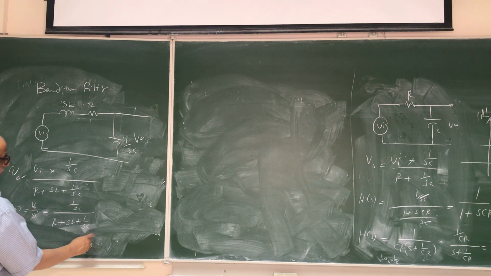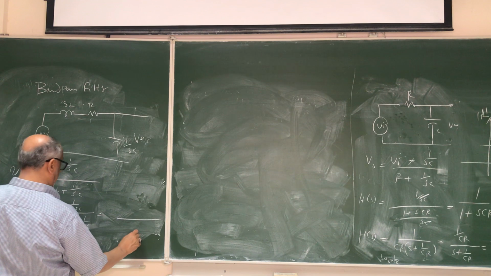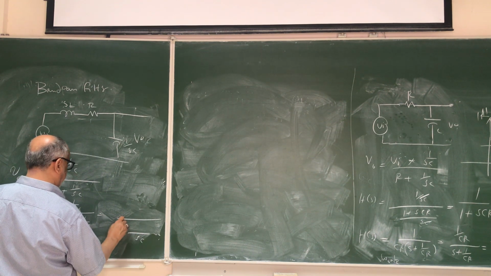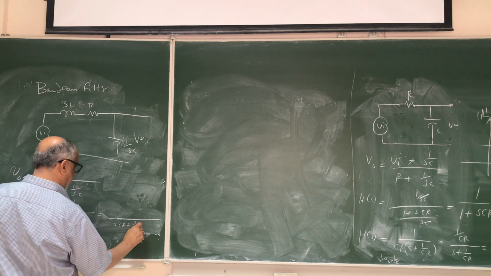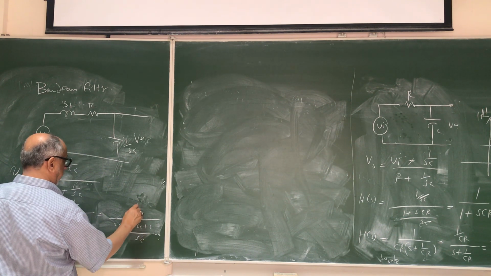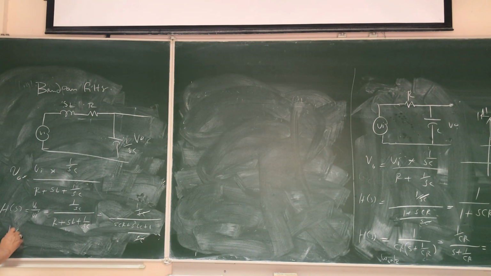If we take common factor of S C here, this will become S C R plus S square L C plus 1. And this is 1 over S C. So we cancel this, and we have H of S is equal to 1 over S square L C plus S C R plus 1.